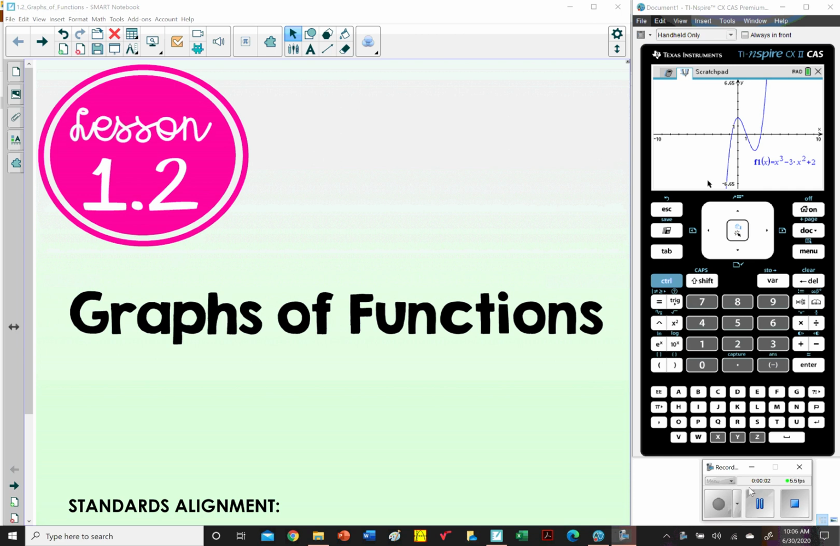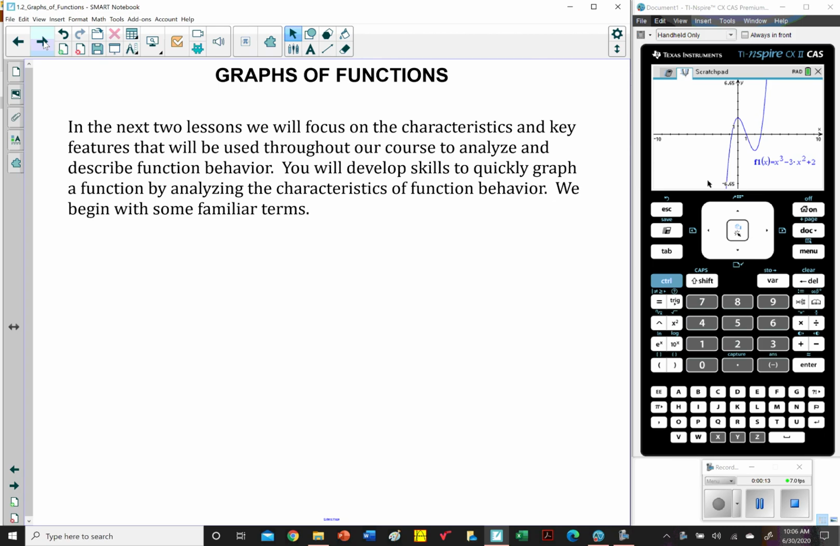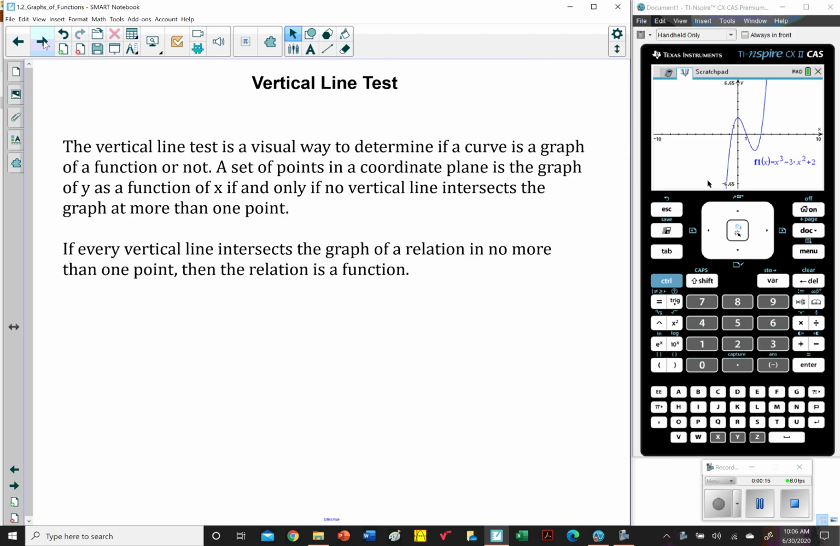Hi everybody. We're looking at lesson 2 today, graphs of functions in pre-calc. We're going to look at some common familiar terms first and then explore some new items. So this is a long lesson. You might want to pace yourself as we go along.